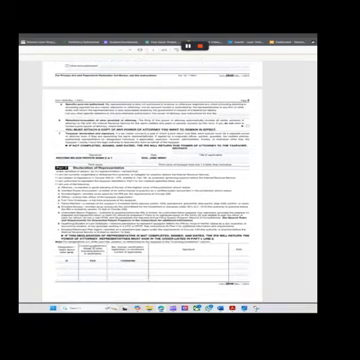I selected D, a bona fide officer of the taxpayer organization. Licensing jurisdiction, I put the SSA for Social Security Administration. Bar license, certification, registration, or enrollment number. Enrollment number is Social Security number. Signature, I signed and dated.